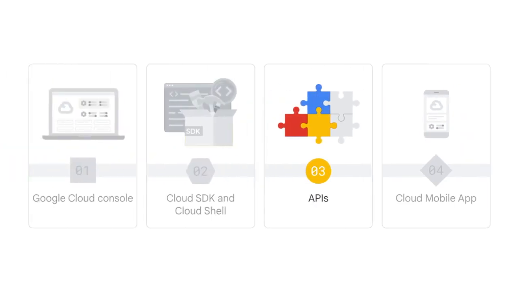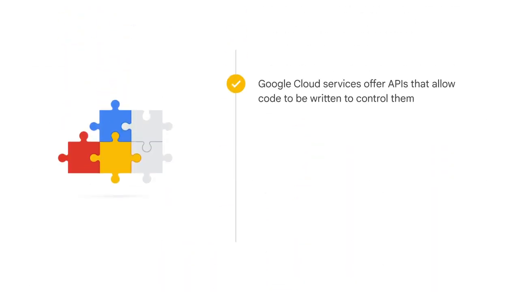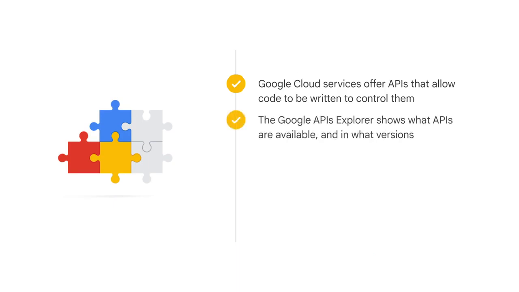The third way to access Google Cloud is through application programming interfaces, or APIs. The services that make up Google Cloud offer APIs so that code you write can control them. The Cloud Console includes a tool called the Google APIs Explorer that shows which APIs are available and in which versions. You can try these APIs interactively, even those that require user authentication.